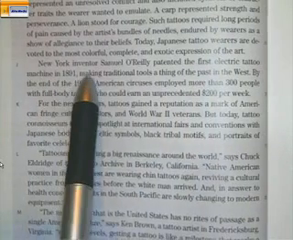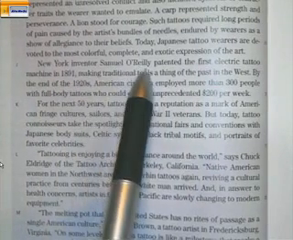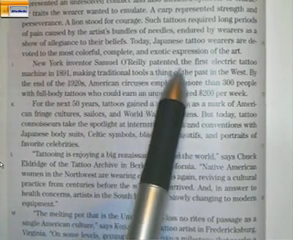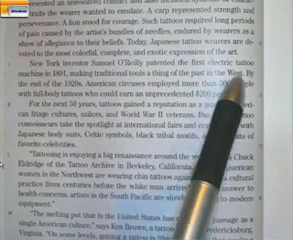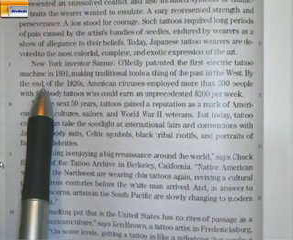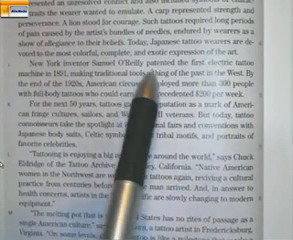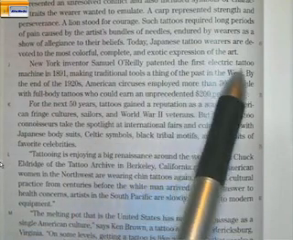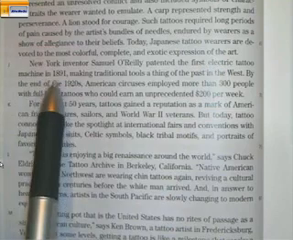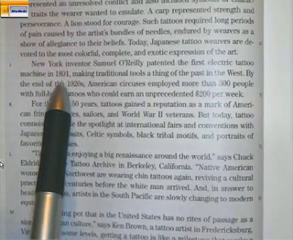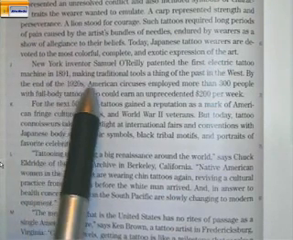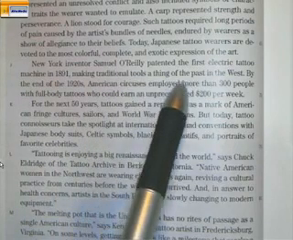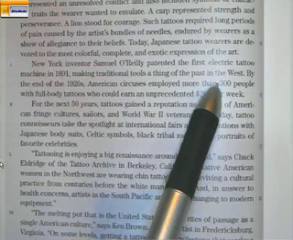New York inventor Samuel O'Reilly patented the first electric tattoo machine in 1891, making traditional tools a thing of the past in the West.